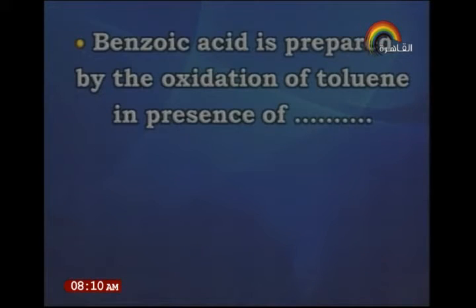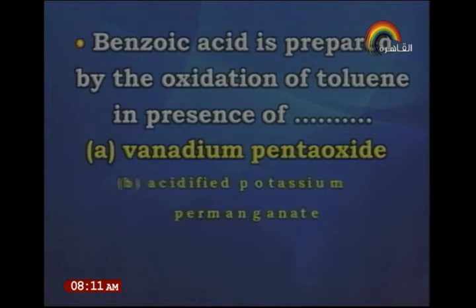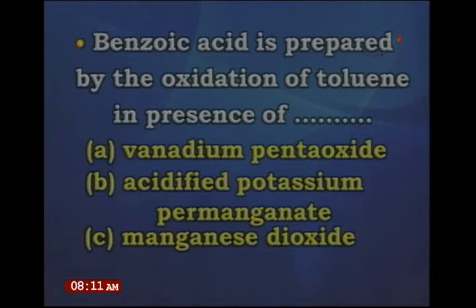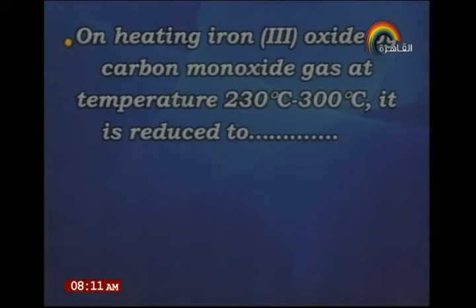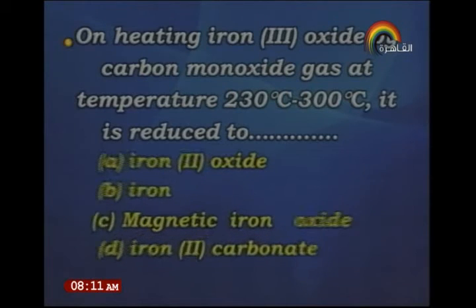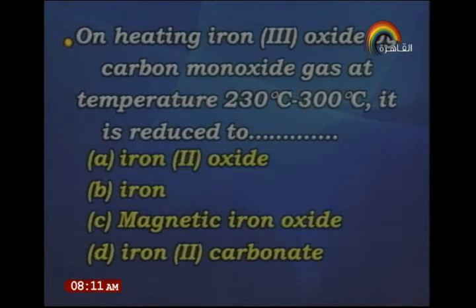Next point, benzoic acid is prepared by the oxidation of toluene in presence of vanadium pentoxide, acidified potassium permanganate, manganese dioxide, or chromic acid. If you think about it, my dear student, you will find the answer, it will be vanadium pentoxide. Next point, on heating iron 3 oxide by carbon monoxide gas at temperature 230 degrees Celsius till 300 degrees Celsius, it is reduced to iron 2 oxide, or iron, or magnetic iron oxide, or iron 2 carbonate. If you write the chemical equation, my dear student, you will find the answer, it will be magnetic iron oxide.